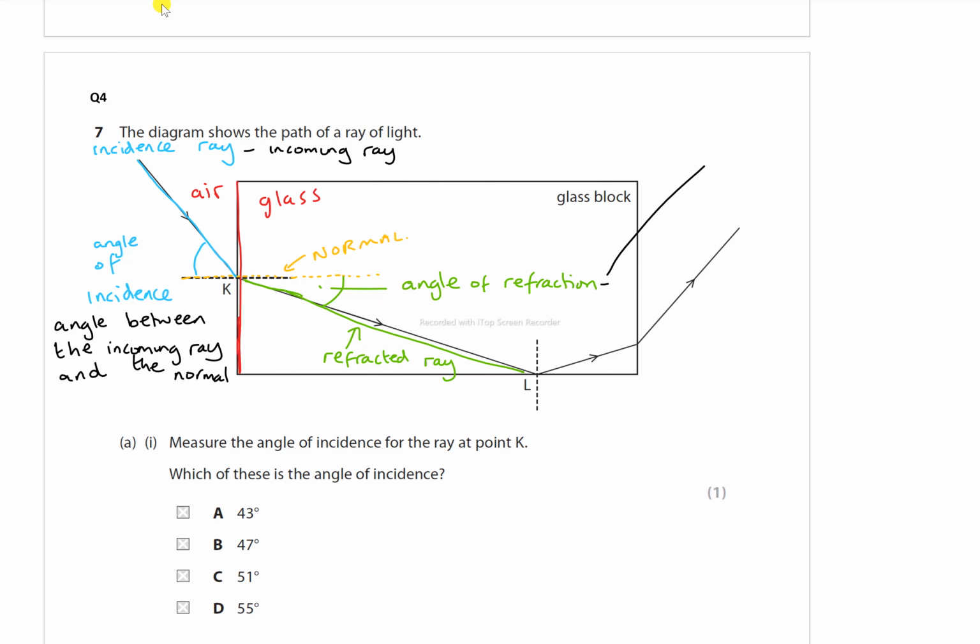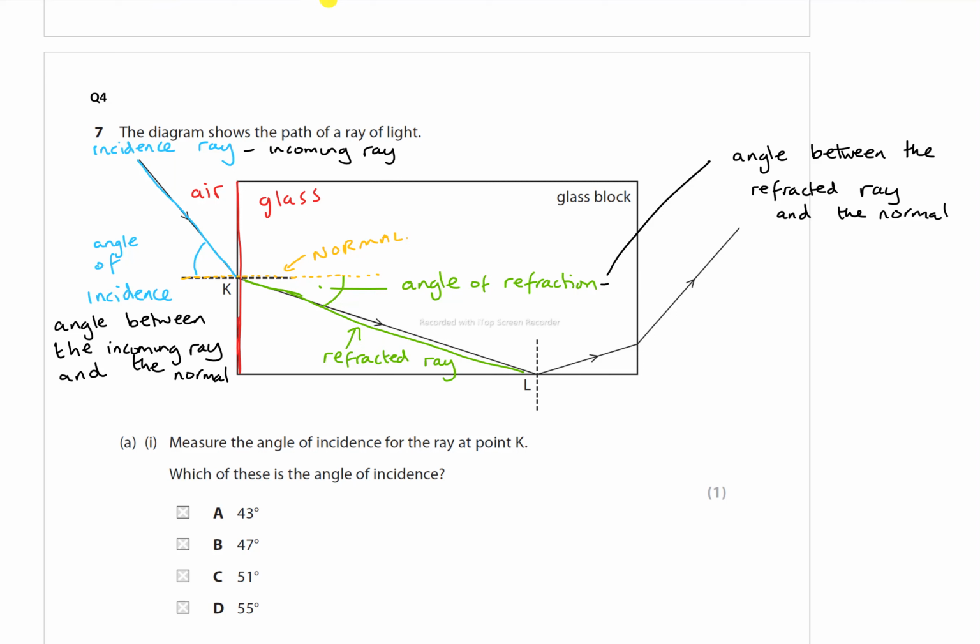And this is known as the angle between the refracted ray and the normal. Right, it's not an obvious color, is it? It's a bit silly.